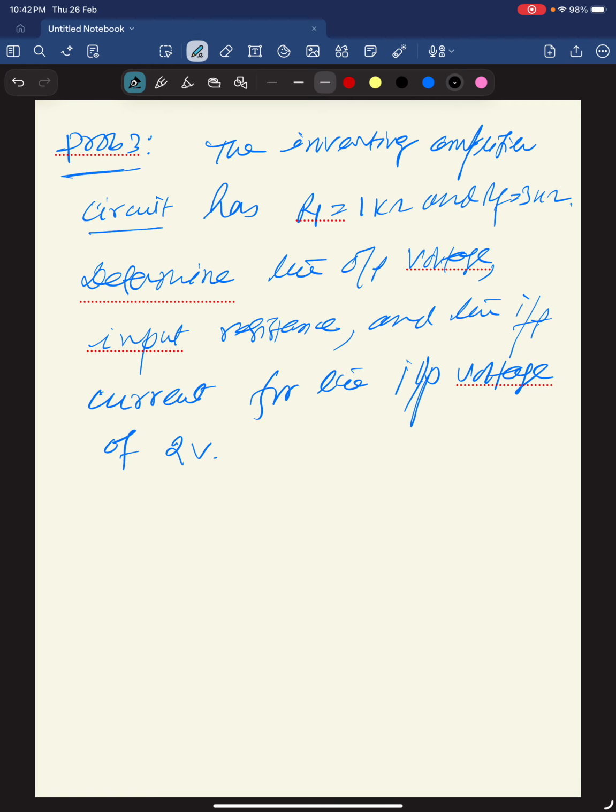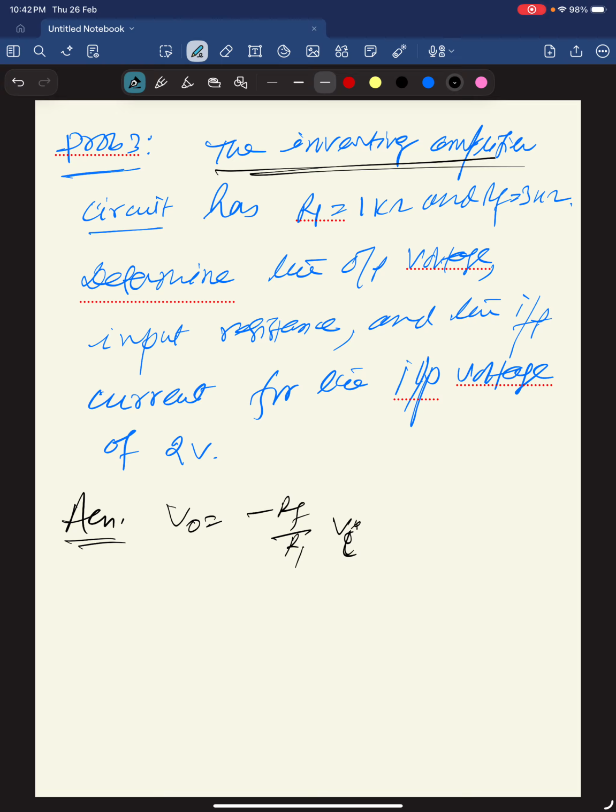Now the solution. Answer. So what is the inverting amplifier? For an inverting amplifier, V0 is equal to minus RF by R1 into Vi. RF is the feedback resistance, R1 is the input resistance, and Vi is the input voltage. So minus RF, RF is how much? 3 kilo ohm. What is R1? 1 kilo ohm. What is Vi? 2 volt. So how much? Minus 6 volt.